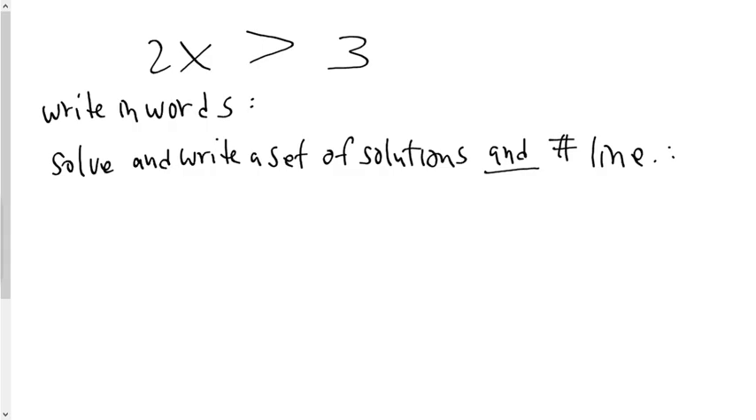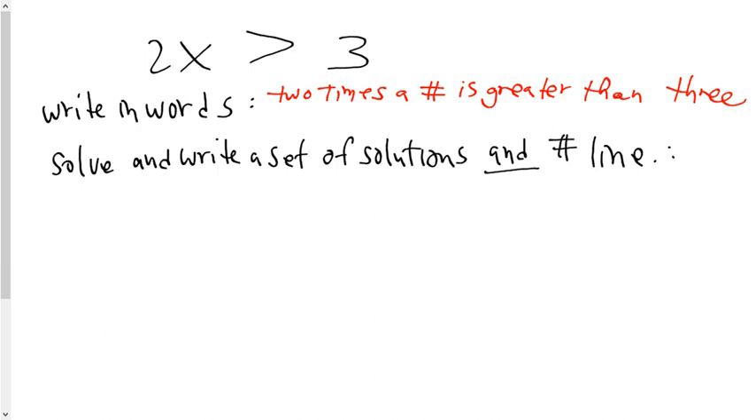All right, that's enough time to think about it. There's two ways to write it in words. You could say 2 times a number, or 2 times x, or 2 times a number, is greater than 3. That's one way to read it. Or, I like this one better. Doubling a number is greater than 3. Right? Or you could say 2 times x is greater than 3. Either one of those sentences is accurate enough to say what this says, right?